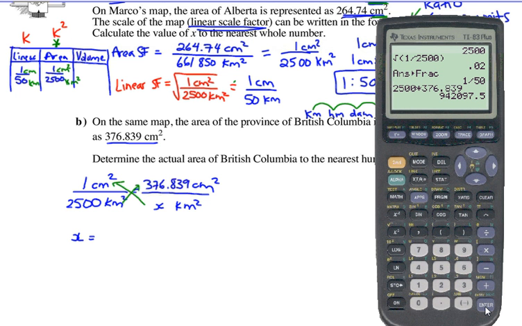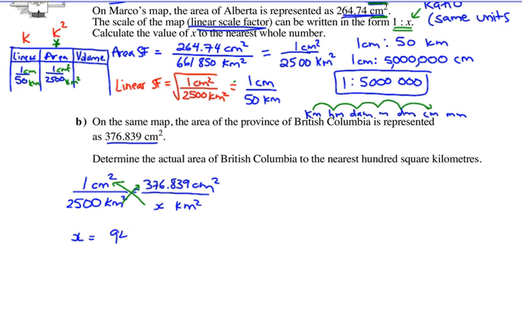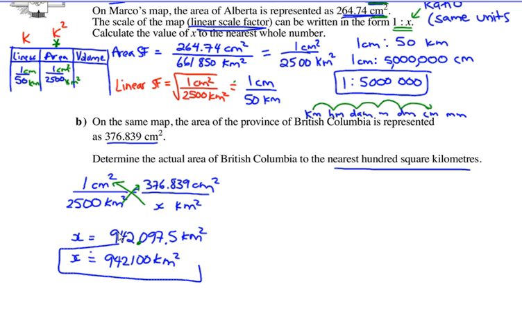And there it is. 942,097.5 kilometers squared. So that's one way you could have solved that problem. It says to round to the nearest 100 square kilometers. So the 100 place value is right at the 0. The 9 is going to round that to a 1. So 942,100 kilometers squared, approximately, is the area of British Columbia.